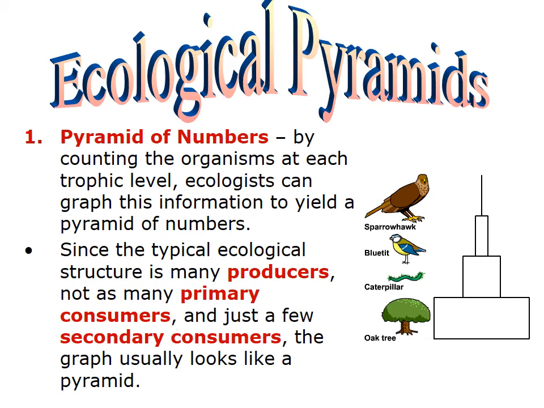Since the typical ecological structure is mostly producers with less primary consumers and just a few secondary consumers, usually the pyramid has a pyramid shape, because usually you have way more grass, then you have caterpillars, then you have little birds, then you have big birds. So pyramid of numbers usually actually shows a pyramid shape. It doesn't have to, but usually it has that pyramid shape.